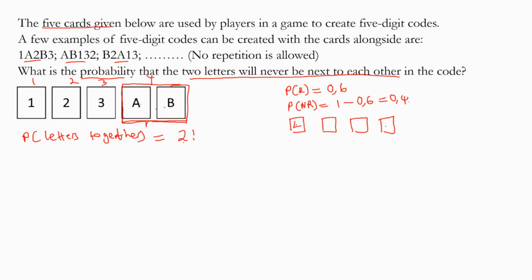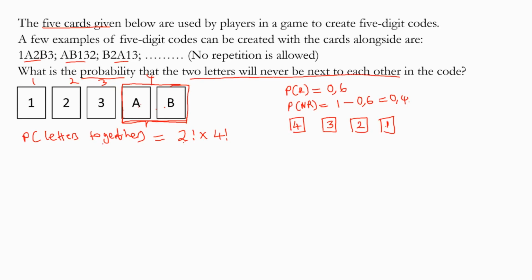For the first position, we have 4 choices. The second position, we have 3 choices. The third position, 2 choices. And the fourth position, 1 choice. We're treating this whole AB as a unit, so this is 4 factorial. So it's going to be 2 factorial times 4 factorial. This is the number of possible arrangements if the letters are together.